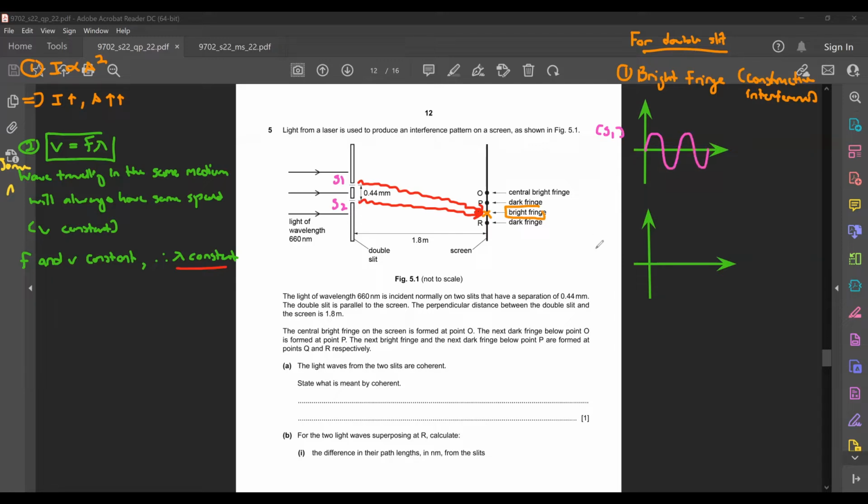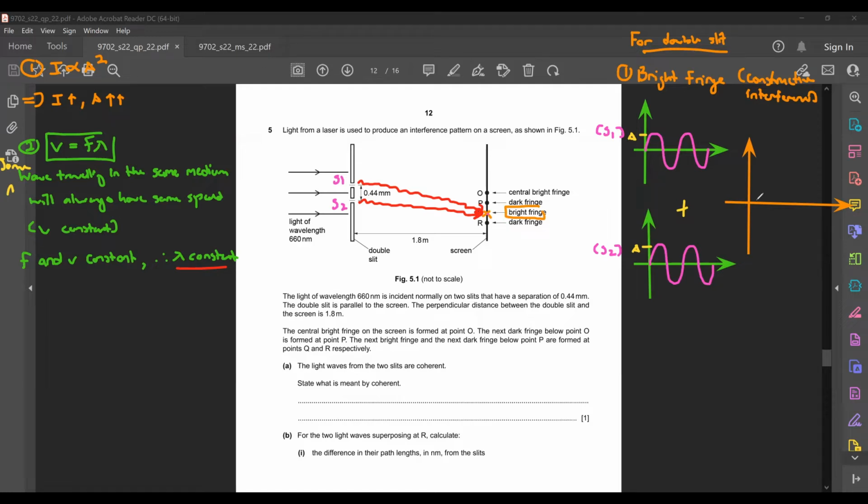Okay, wave from S2, when it comes to this point where you have a bright fringe, it also looks like this right now. Okay, so this one, consider this as having amplitude A. So when they meet together constructively, you expect to see something that looks like this right now. So let me just draw a graph here. You expect to see something that looks like this.